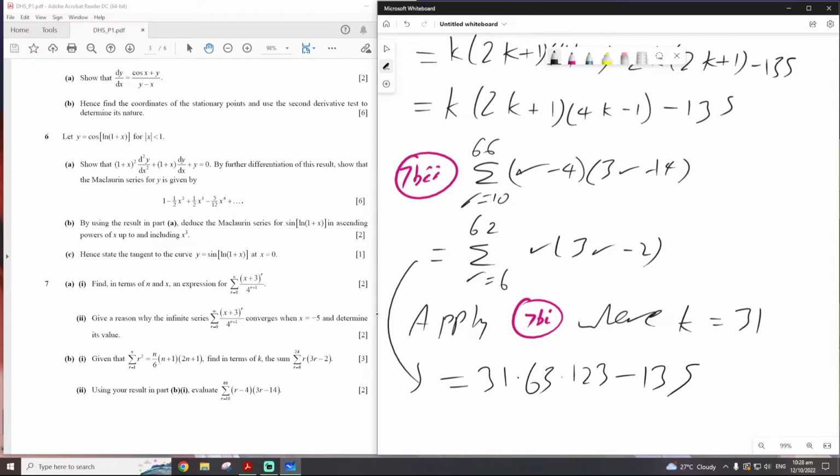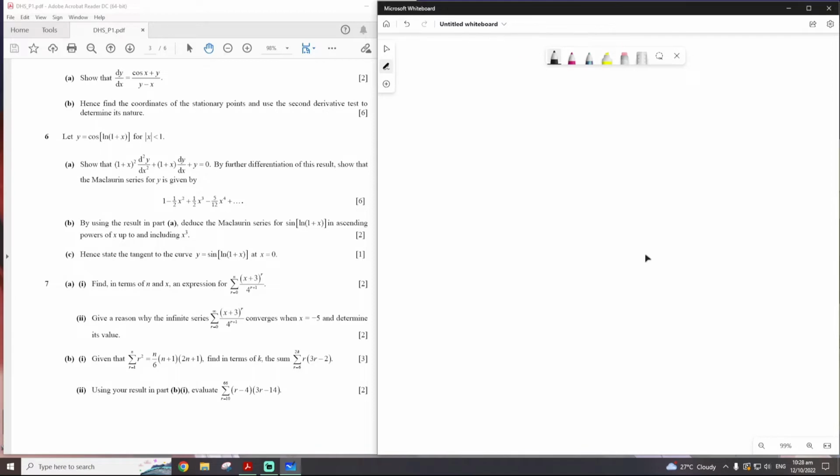And this is exactly equal to 240,084. Of course, you can use your GC to help you check the answer. That's that.